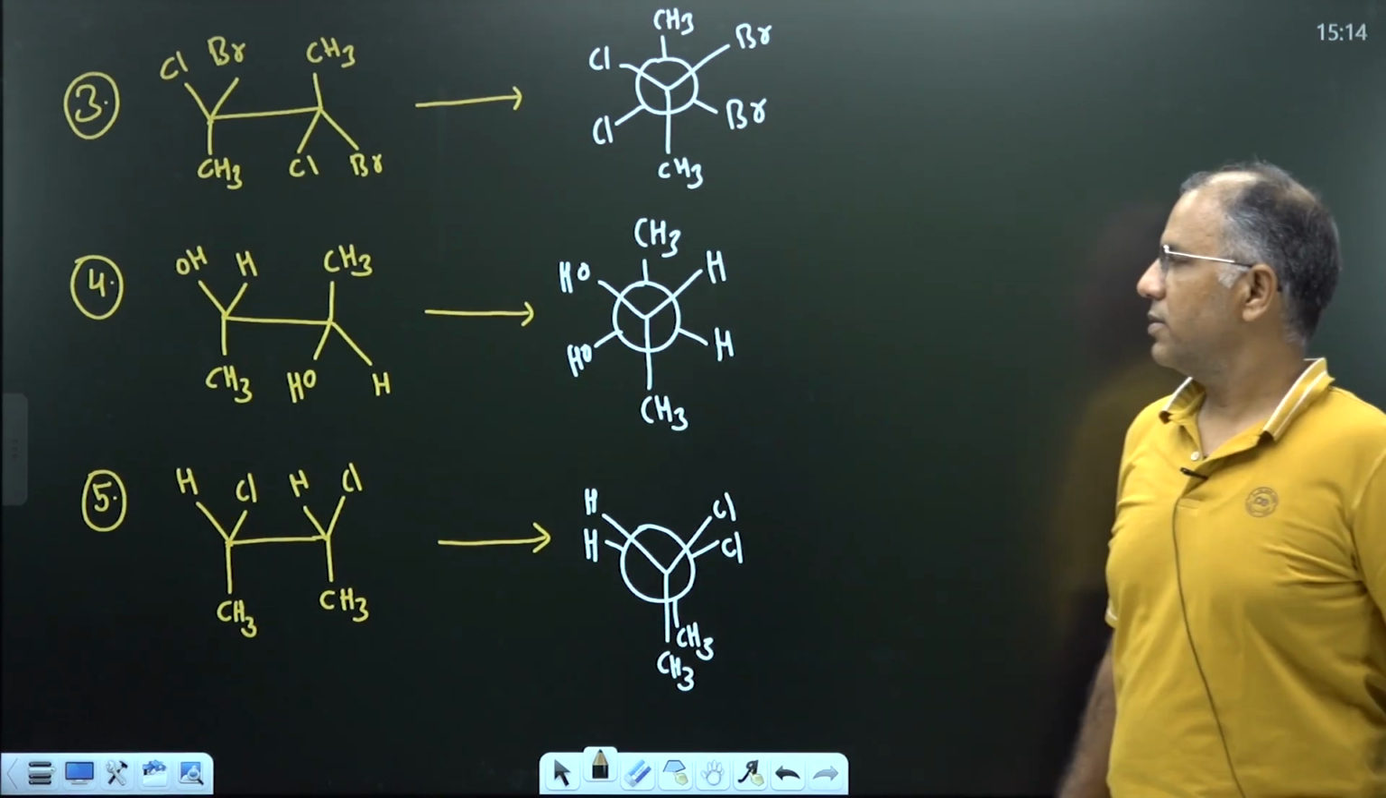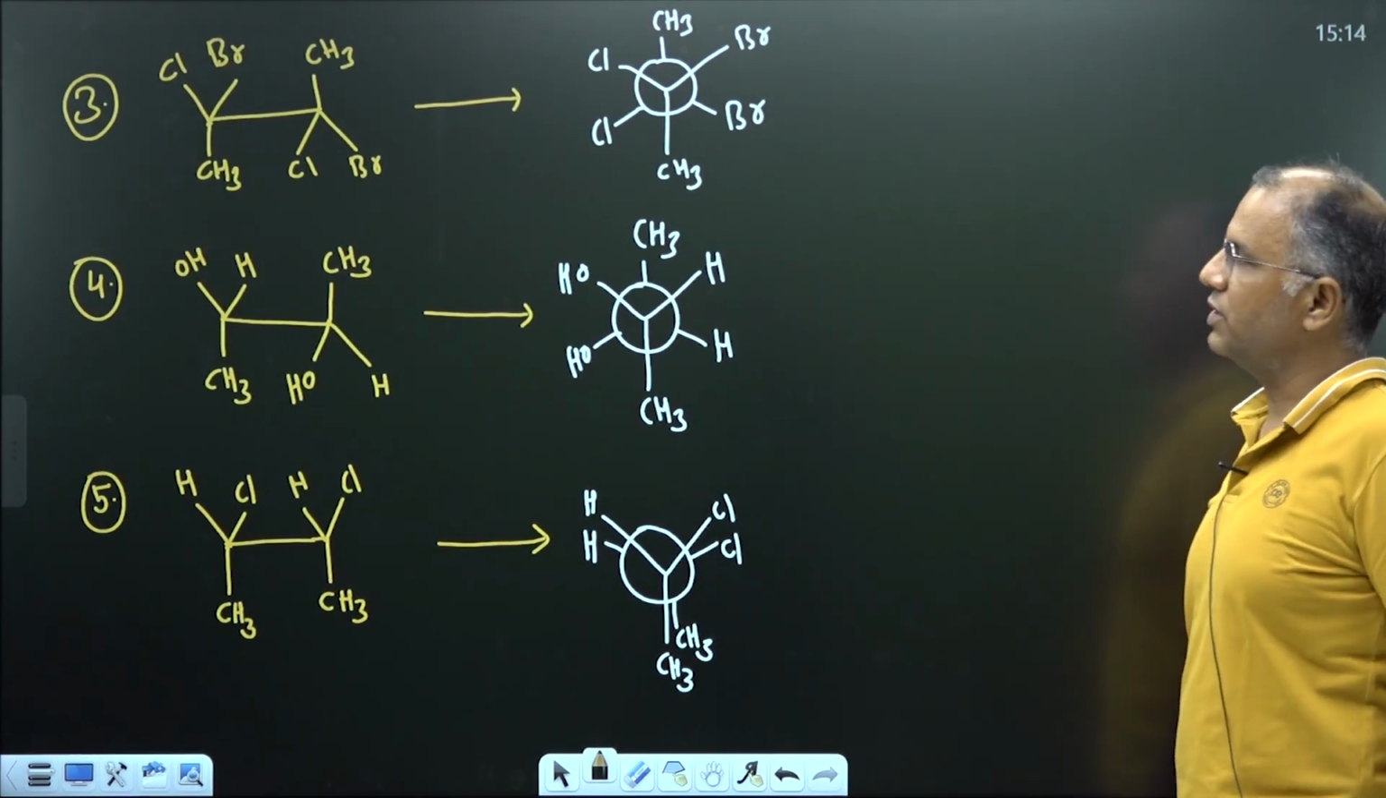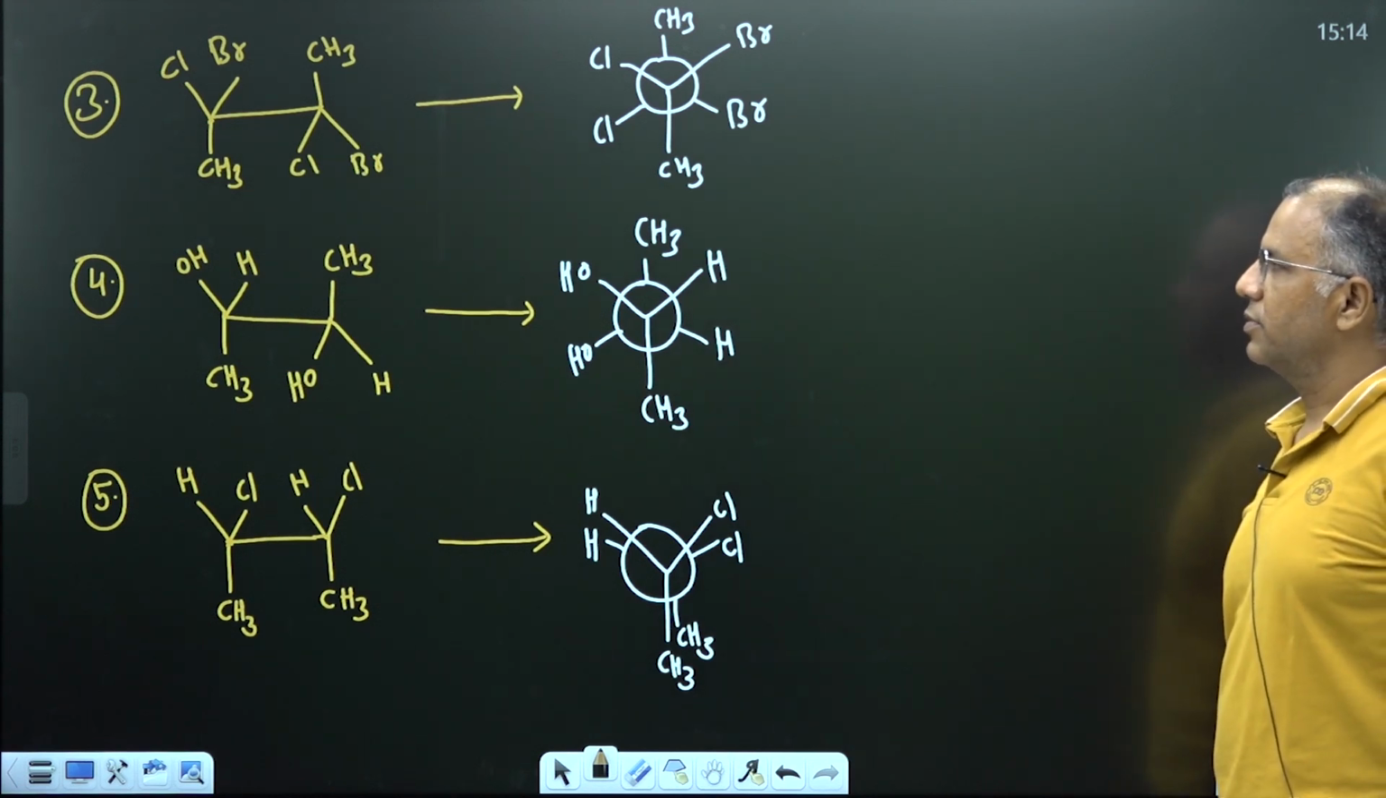Try this. Similarly, you should try these examples 3, 4, 5. You have to convert sawhorse into Newman projection. Pause the video.